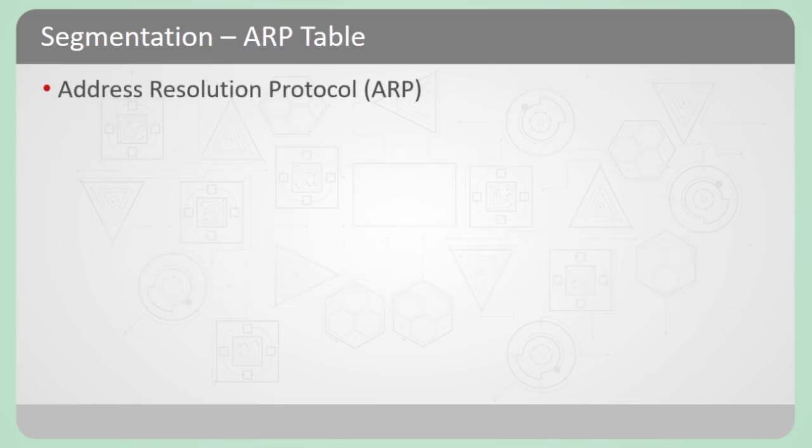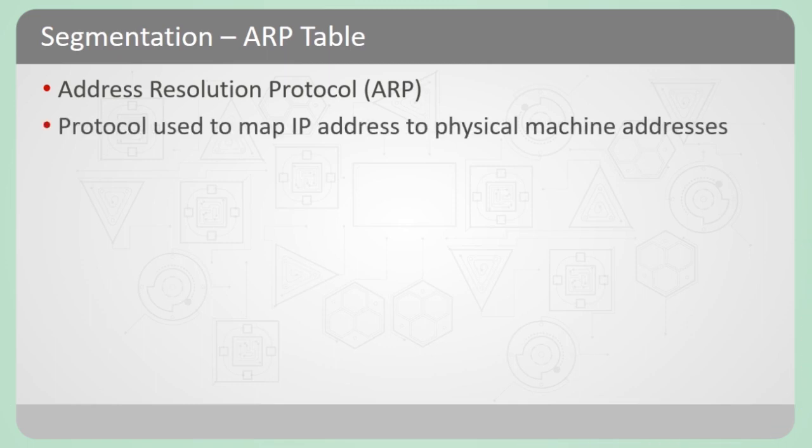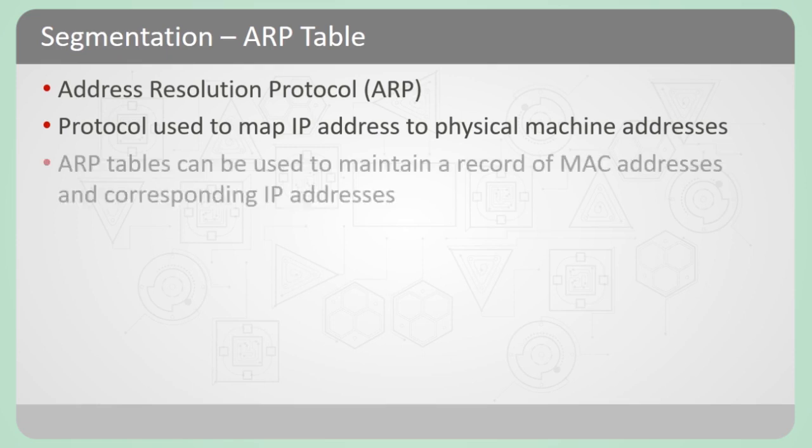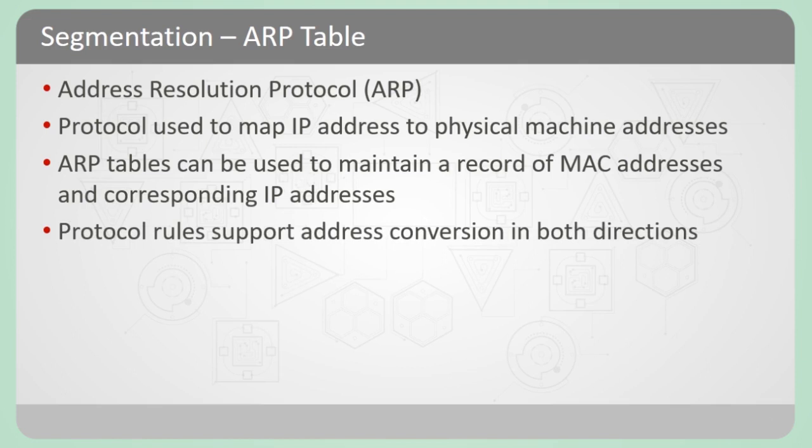Now, since we know that switches operate at the MAC address level, we need another protocol known as the Address Resolution Protocol, or ARP. This is used to map IP addresses to physical machine addresses, or MAC addresses, because switches understand the MAC address, but almost all communications are using an IP address. So we need a way to maintain this mapping. ARP tables do exactly that. They say that this MAC address is currently using that IP address. And bear in mind, your IP address can change. So the ARP table needs to be updated from time to time. But the protocol rules support address conversion in both directions, meaning it can equate either one to either one. If it sees the IP, it can map it to the MAC. If it sees the MAC, it can map it to the IP.